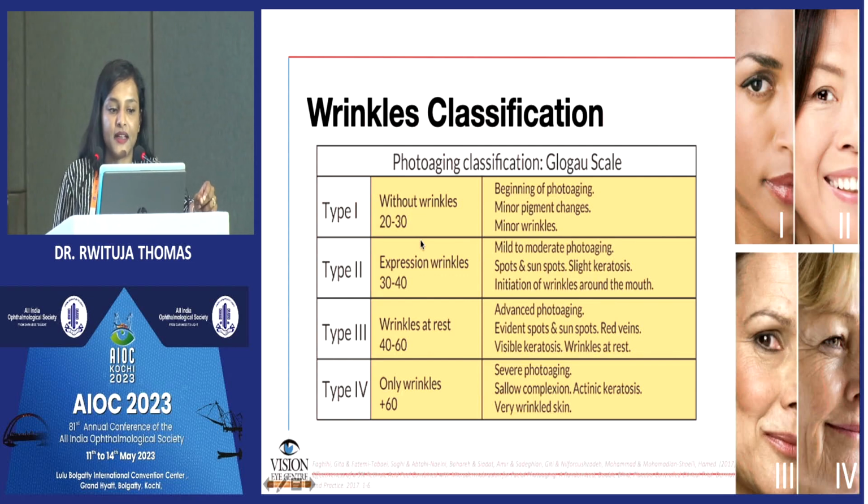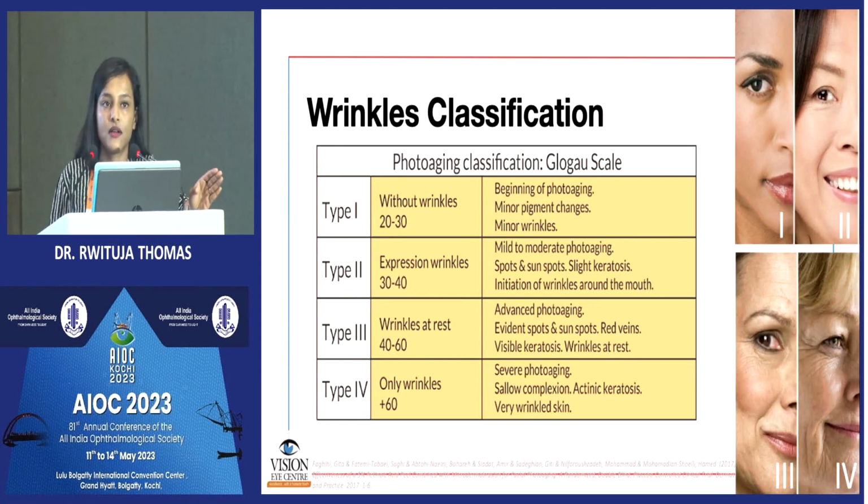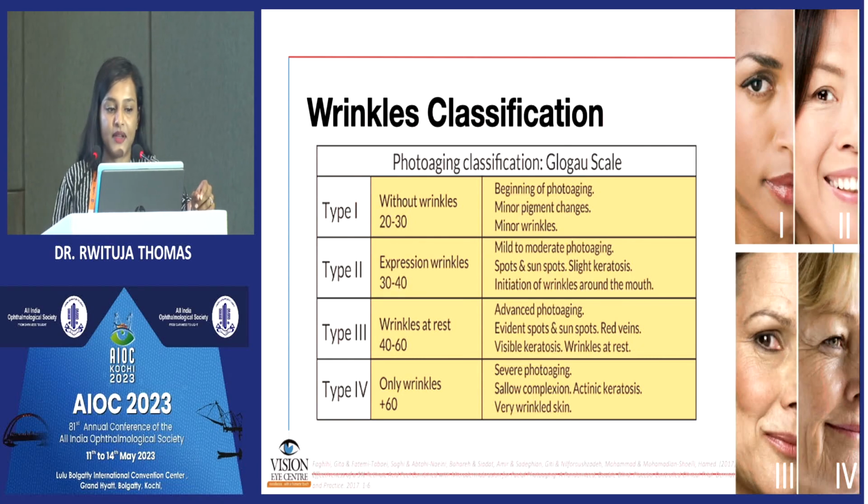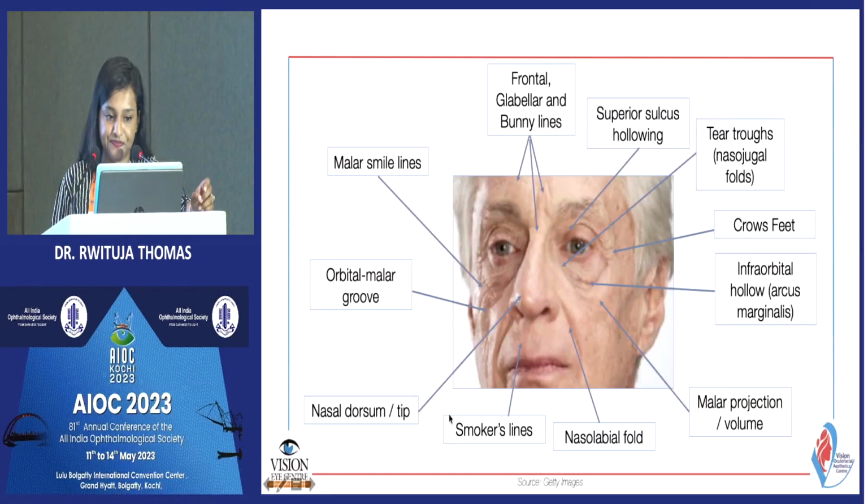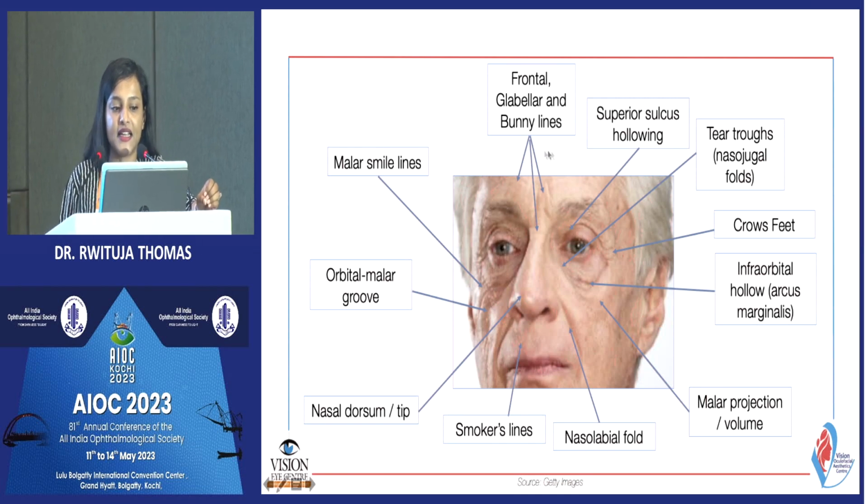How do we classify wrinkles? It's basically the same thing that I mentioned, the static wrinkles and the dynamic wrinkles. So in your 30s is when the dynamic wrinkles start developing, that is with expression, and by the time you're 60, it's mainly the static wrinkles. So these are the areas which are most commonly addressed.